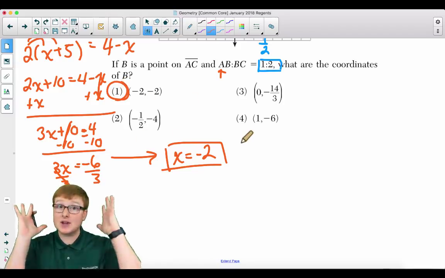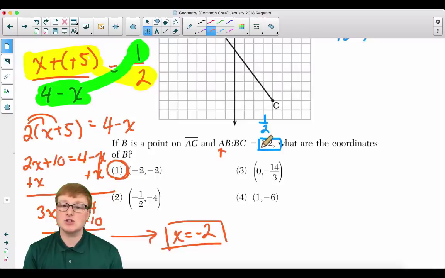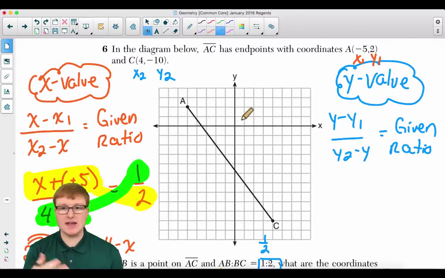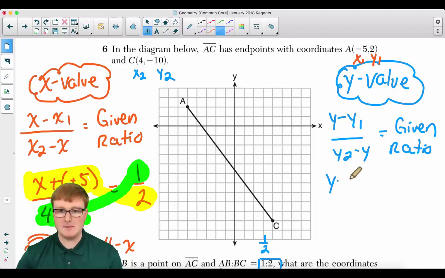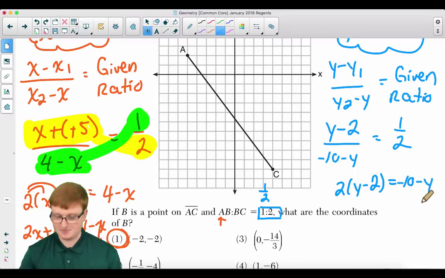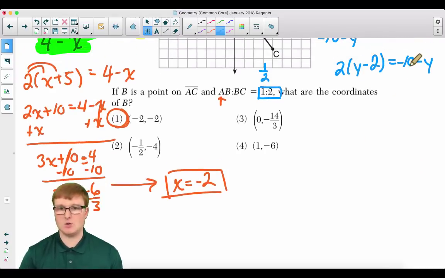But let's make sure that our y value is correct. It's good to be accurate. So let's do the same thing that we just did for the x's, but now for the y. We get y minus 2 over negative 10 minus y is equal to the given ratio of a half. Cross multiply and solve. So we get 2 times y minus 2 is equal to 1 times negative 10 minus y. Now I'm going to move this down here because I'm running out of room. So we distribute that 2. We get 2y minus 4 is equal to negative 10 minus y.